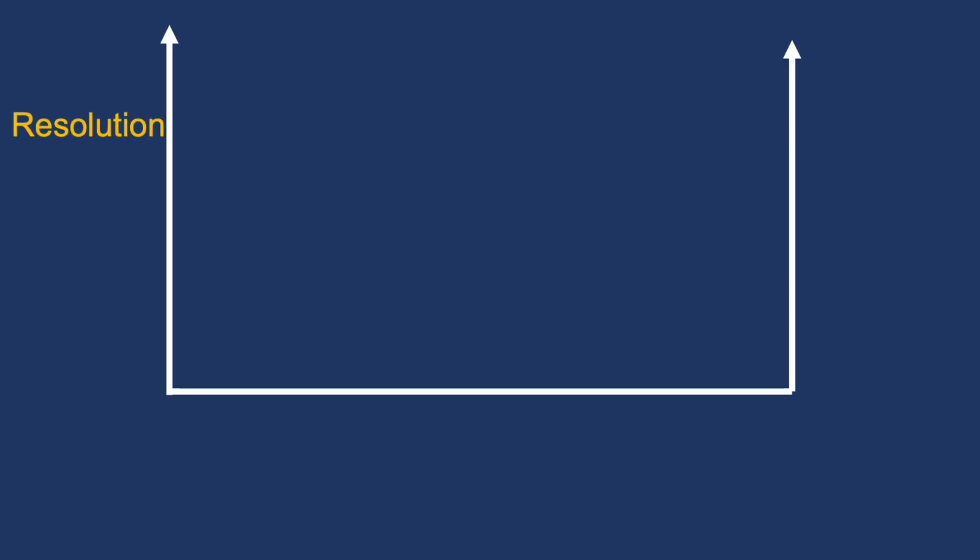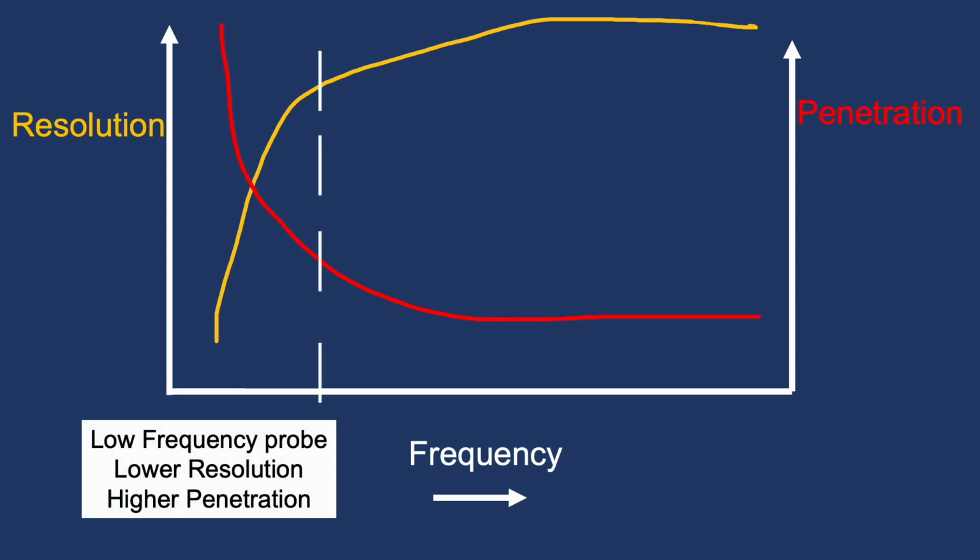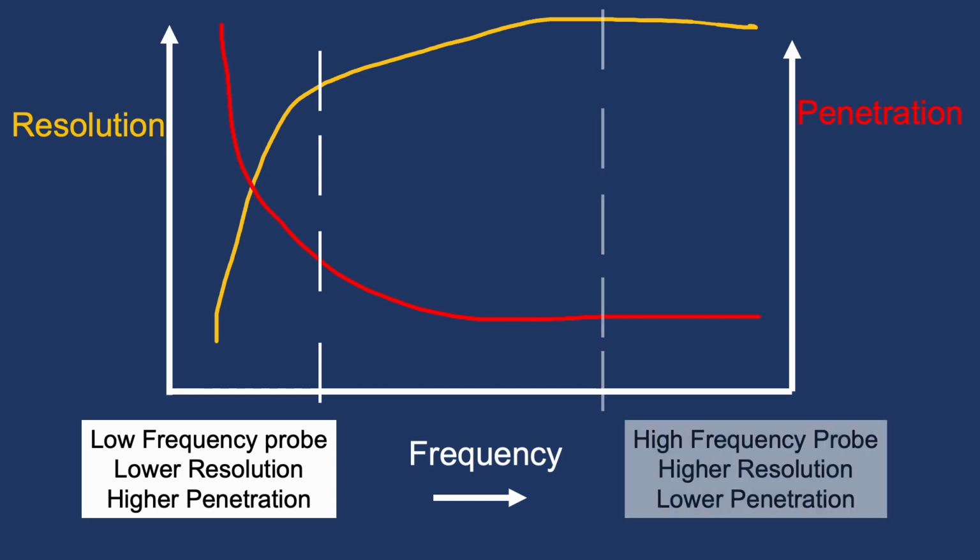Resolution, or the fine details of the image, and penetration, which is the depth of the image, are related to frequency. Resolution increases as the frequency increases, but the penetration decreases with increased frequency. These characteristics of resolution and penetration and their relationship to frequency help determine the best probe to use for your exam. A low-frequency probe is going to have a lower resolution but a higher penetration than a high-frequency probe. And a high-frequency probe is going to have better resolution but less penetration.